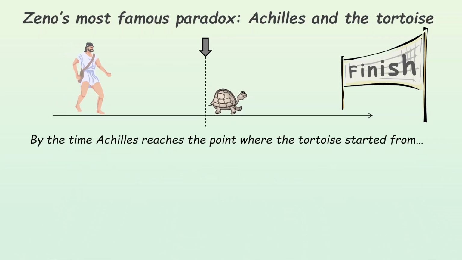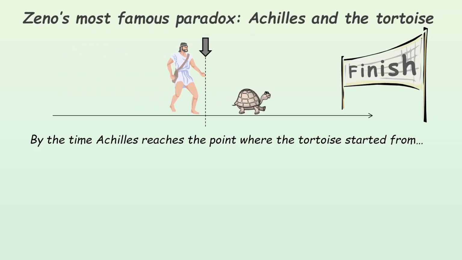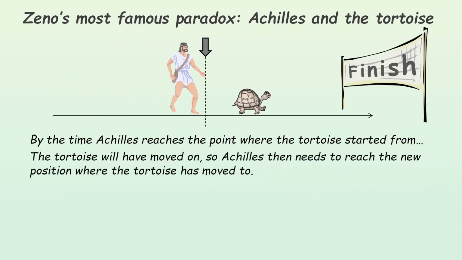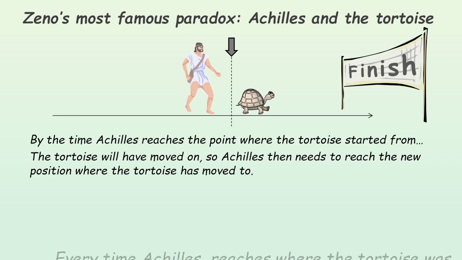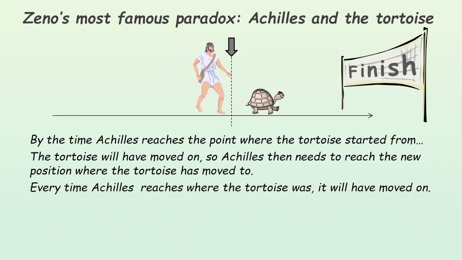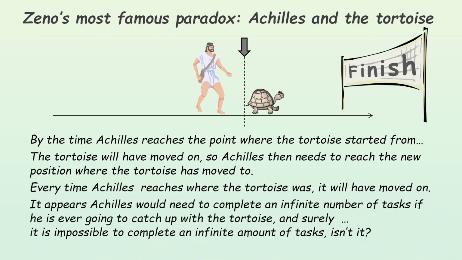By the time Achilles reaches the point where the tortoise started from, the tortoise will have moved on. So Achilles then needs to reach the new position where the tortoise has moved to. Every time Achilles reaches where the tortoise was, it will have moved on to a new position. This could go on indefinitely, and so it appears Achilles would need to complete an infinite number of tasks if he is ever going to catch up with the tortoise. And surely it is impossible to complete an infinite number of tasks, isn't it?